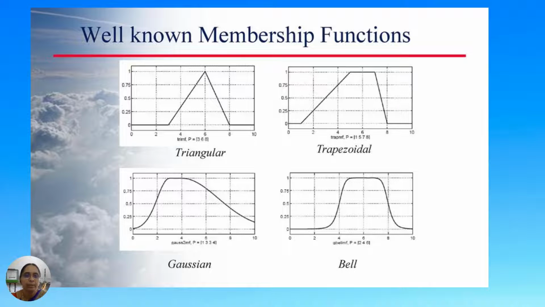These are the well-known membership functions, because there is not a single fuzzy set for all the problems. Hence, there are some standard ways of describing membership functions in the case of fuzzy sets. First one is the triangular membership function. Second one, trapezoidal, Gaussian, bell-shaped, S-shaped, and so many functions are there.